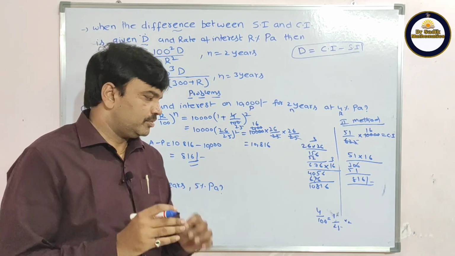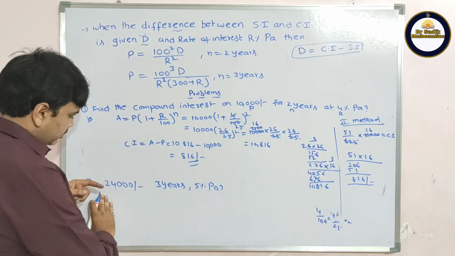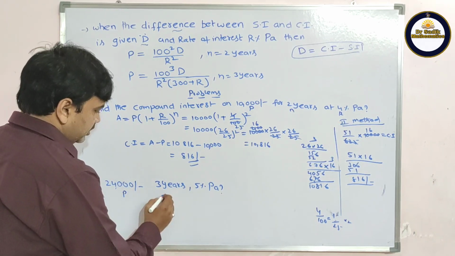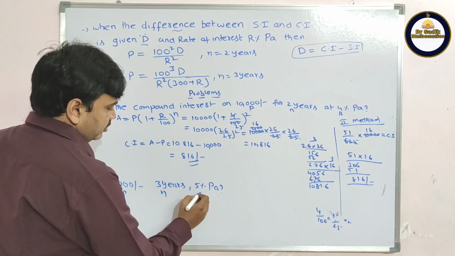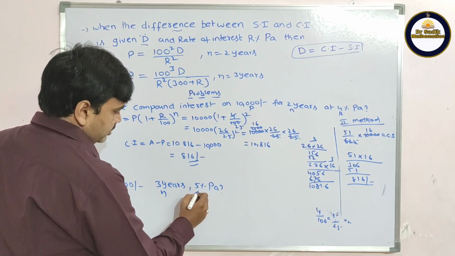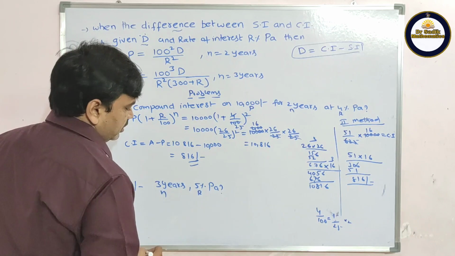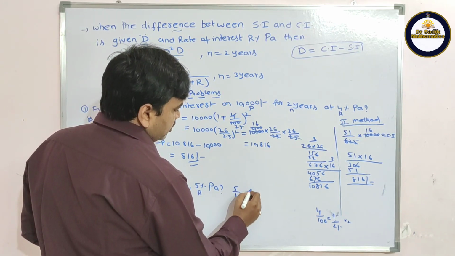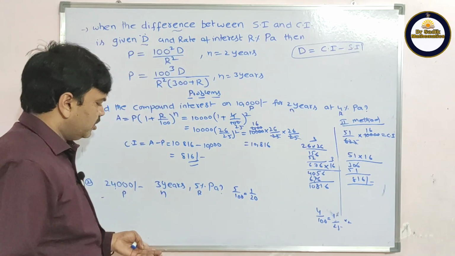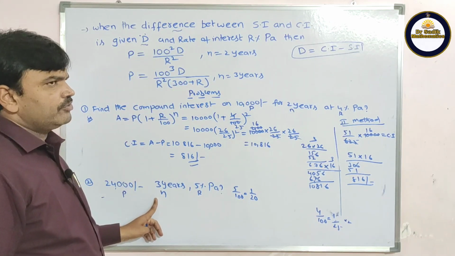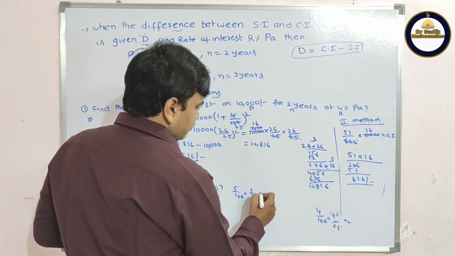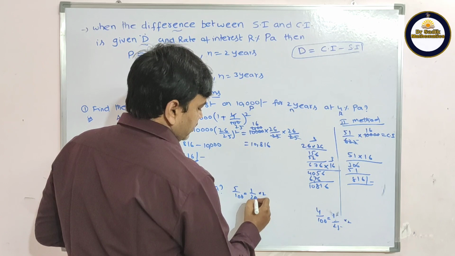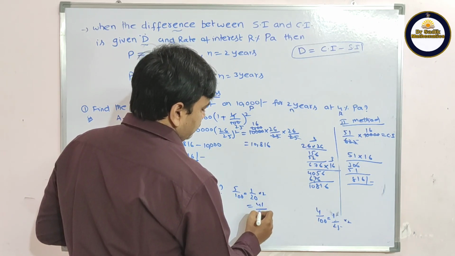Let us see another problem. 24,000 is P, friends, n is 3 years. Okay, the rate of interest is 5%. 5% means 5 by 100, that is equal to 1 by 20, friends. I told you the values, friends. What is the value for 2 years? For 2 years we get 20 into 2, 40. Okay, 40 plus 1, 41 by 400.